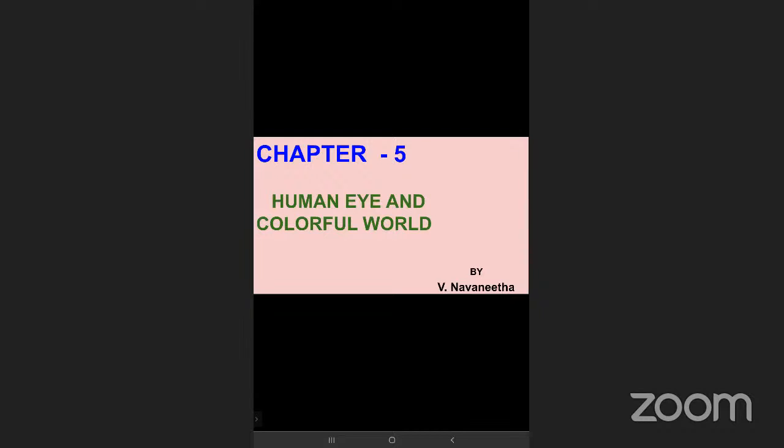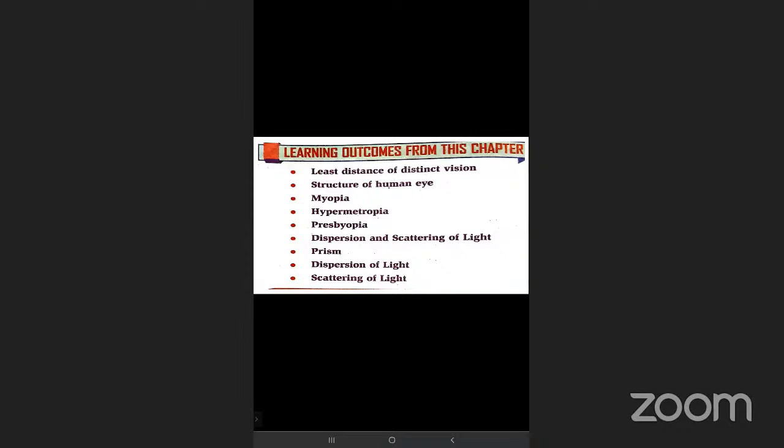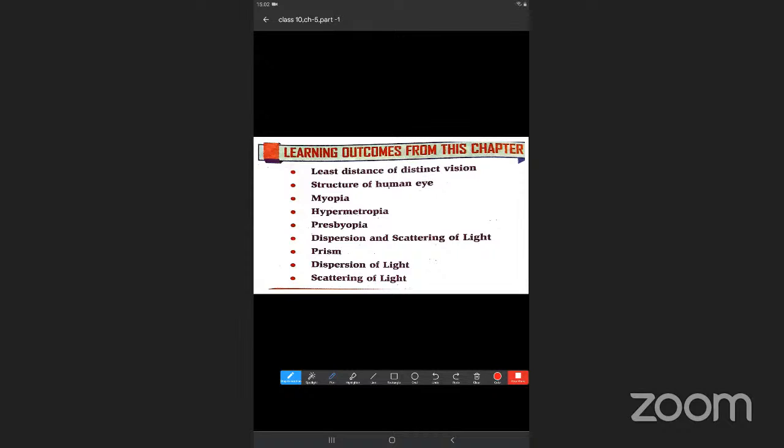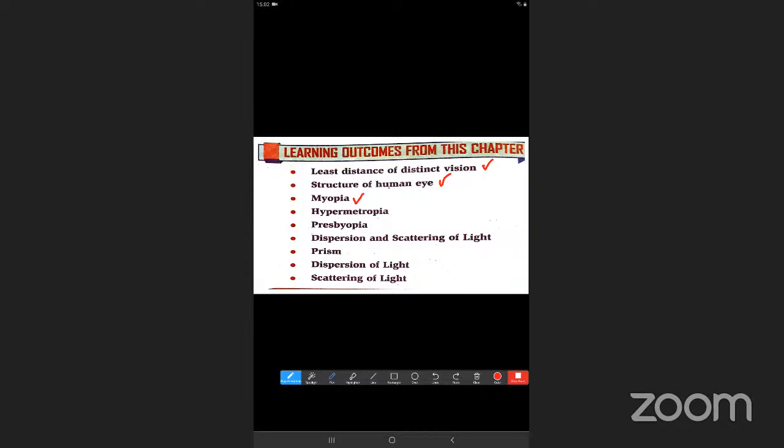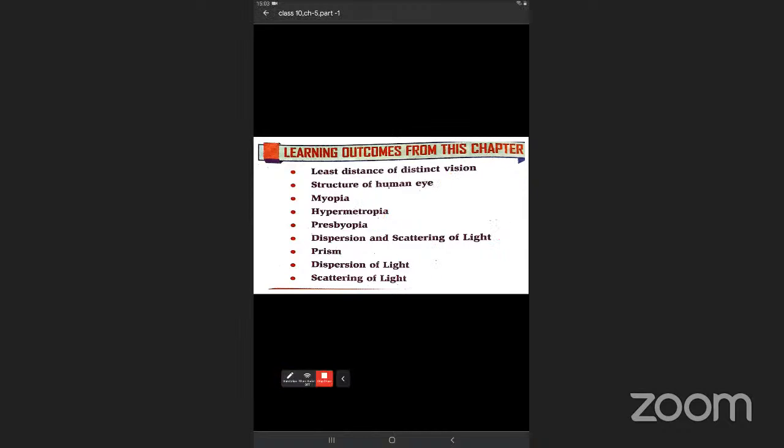So the next chapter, human eye and colorful world. The learning outcomes from this chapter: least distance of distinct vision, structure of the human eye, myopia, hypermetropia, presbyopia, dispersion and scattering of light, prism, dispersion of light and scattering of light. So we are going to learn about all these topics in this chapter.